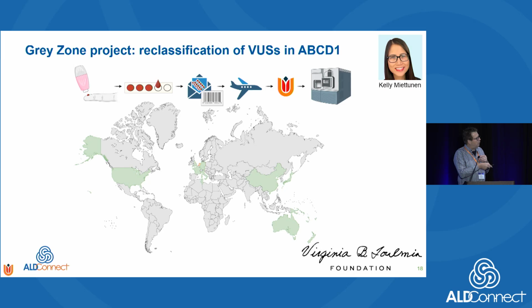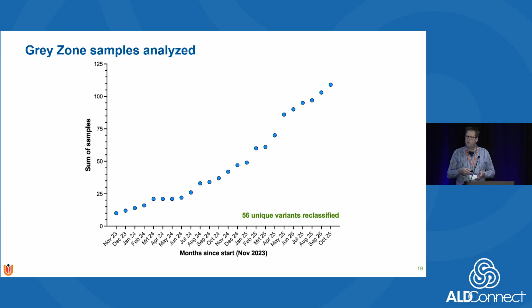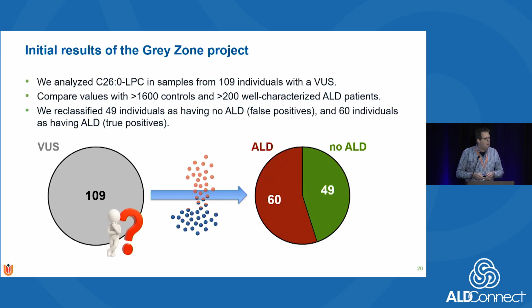And in Amsterdam, we measure C26 lyso-PC, and we can compare that to the results that the lab has generated for the last 8 years. We've received samples from many countries in the world, and since we moved to dry blood spots, it really increased the number of samples that we've analyzed. We've now done more than 100. And this morning, another sample arrived. I just received an email. We have analyzed a total of 65 unique variants of VUSs. So when these samples arrive in Amsterdam, they go to our diagnostic lab.